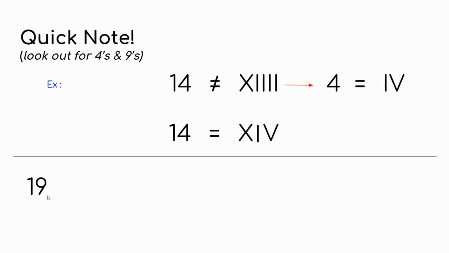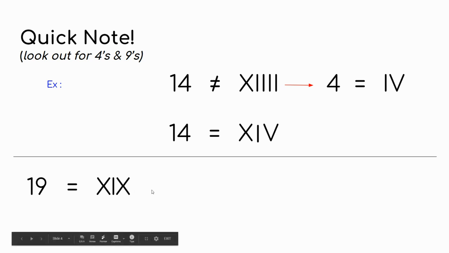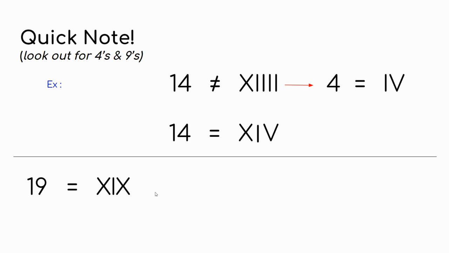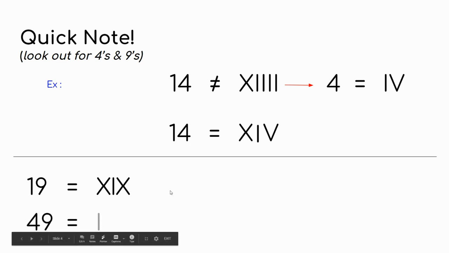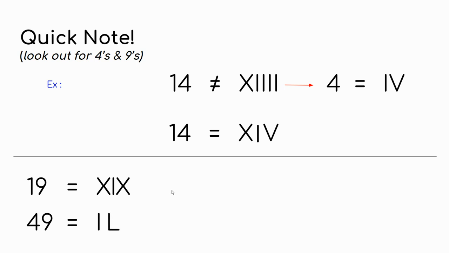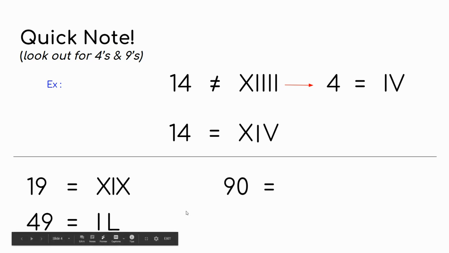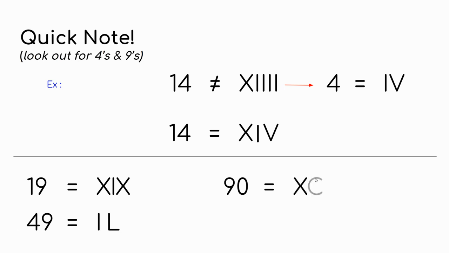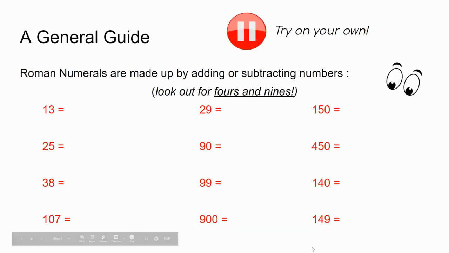19. I have to get as close to 19 as I can. I'm going to get close to it by making a 10, but then I'm going to say 1 before the next 10. So 10 and 1 before the next 10 is 19. 49. That's 1 before 50. Okay, funky rules for 4s and 9s. You have to practice those. 90. We're not going to say 50 and 4 10s. We're going to say 10 before 100. That makes 90. It's kind of like 100 minus 10. All right, I hope you got all of that. I'm going to have you do this real quick.